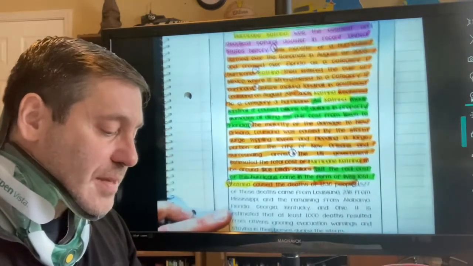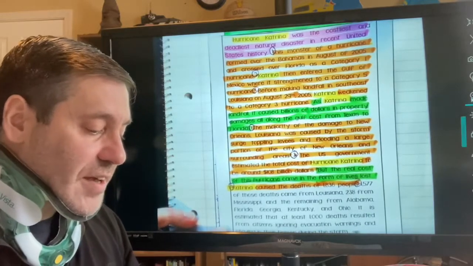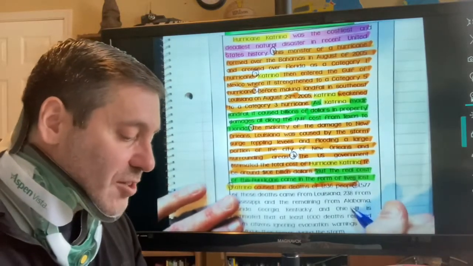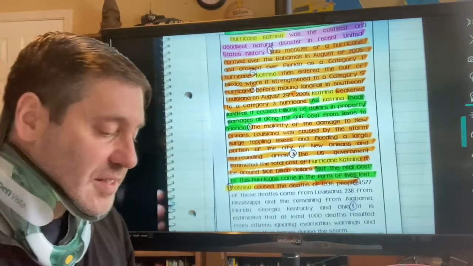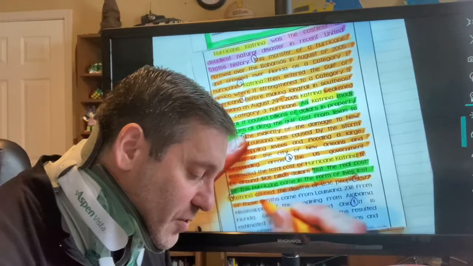It is estimated that at least 1,000 deaths resulted from citizens ignoring evacuation warnings and staying in their homes during the storm. Here's another supporting detail. This is a third one. So we have 3 sentences which give us supporting details for how deadly this storm was.